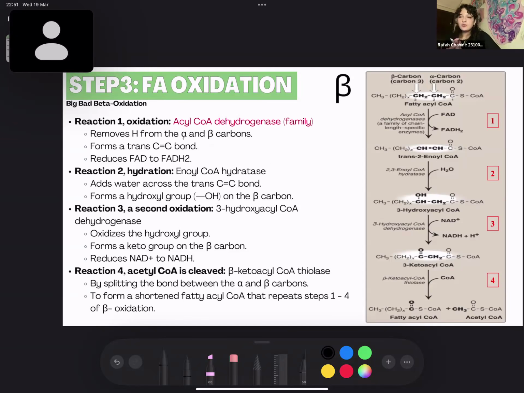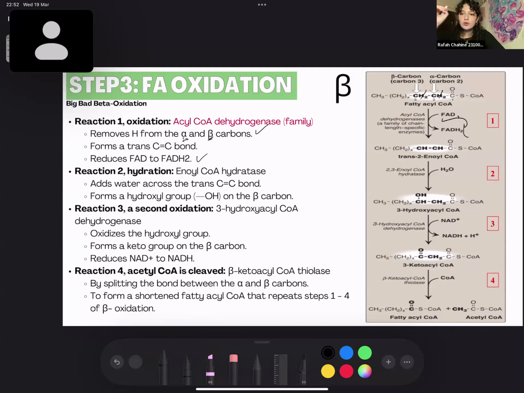So in reaction number 1, we used an acyl-CoA dehydrogenase to oxidize fatty acyl-CoA. What did I oxidize and where did I remove the hydrogens from? I removed them from the alpha and the beta carbons, which are these two. Now, when I remove them from the alpha and the beta carbons, I'm going to use these hydrogens specifically to reduce FAD to FADH2. So we're done with this part and this part.